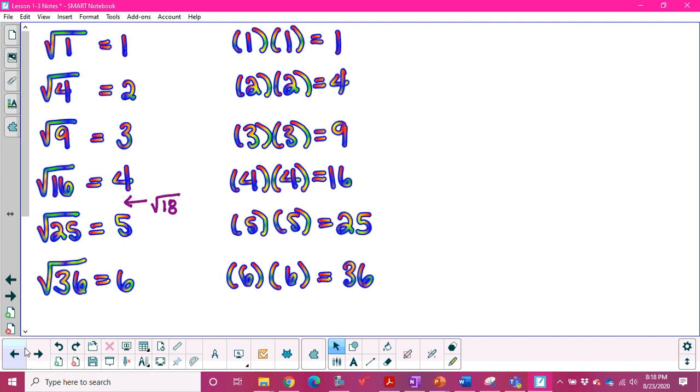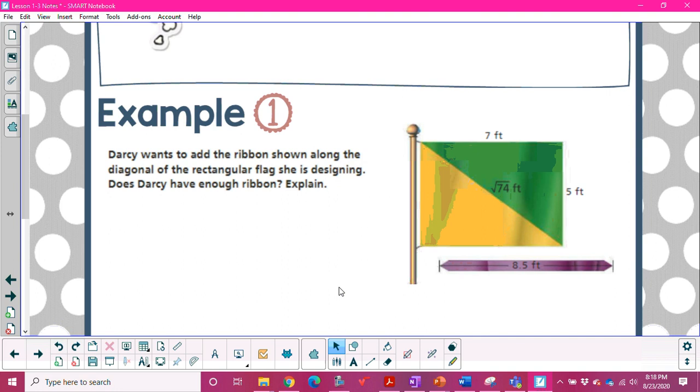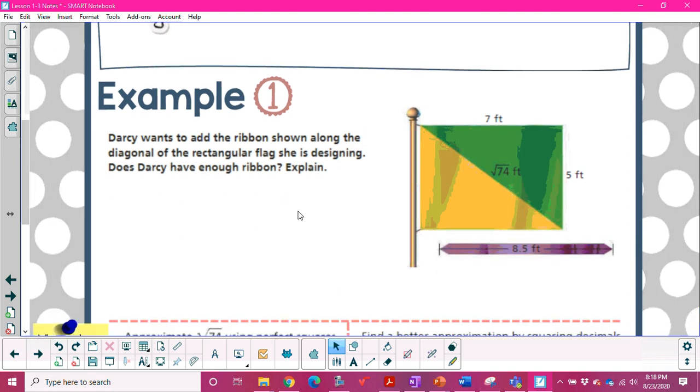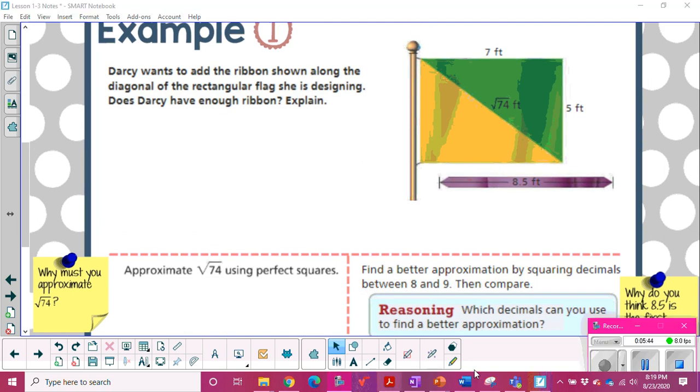Let's look at some examples of this. Looking back here at Darcy's flag, she wants to put a diagonal ribbon right here, and the length of the diagonal is the square root of 74. Let's talk about how we can do this. The first thing we're going to do is approximate the square root of 74 using perfect squares. And why must you approximate the square root of 74?